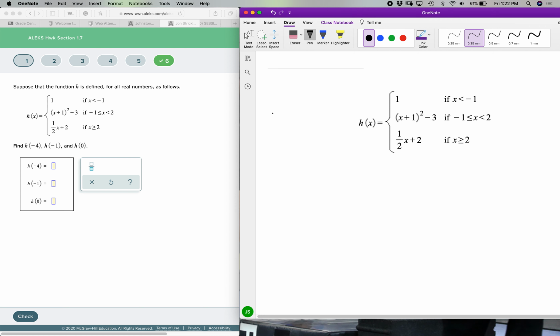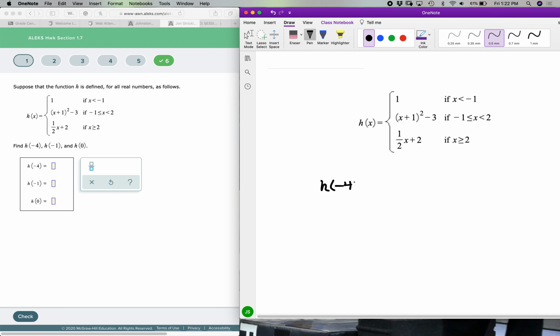Okay, for the first problem, it says suppose that the function h is defined for all real numbers as follows. Here we have a piecewise defined function where h of x is equal to 1 if x is less than negative 1, and it is equal to the square of x plus 1, followed by the subtraction of 3, if x is between negative 1 inclusively and 2 exclusively. And h of x is equal to 1/2 of x plus 2 if x is greater than or equal to 2. It says to find h whenever x is set to negative 4.